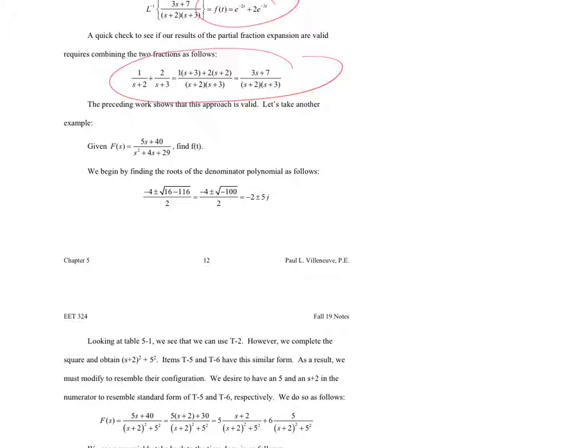All right, so we have F of s is equal to 5s plus 40 over s squared plus 4s plus 29. Again, I have a function in here that first thing I want to do is bring to a lower order function, so I have to do the quadratic equation. So negative b plus or minus the square root of b squared minus 4ac all over 2a, which is negative 4 plus or minus the square root of, I have a negative 100 in here, right? Whoops.